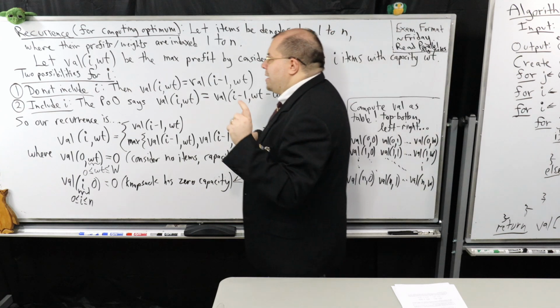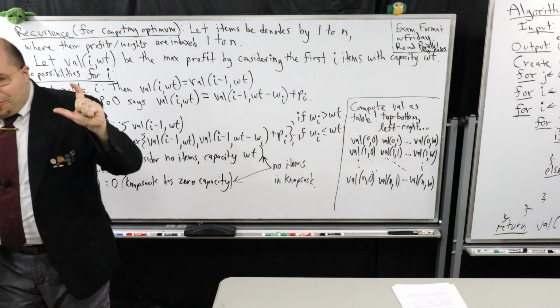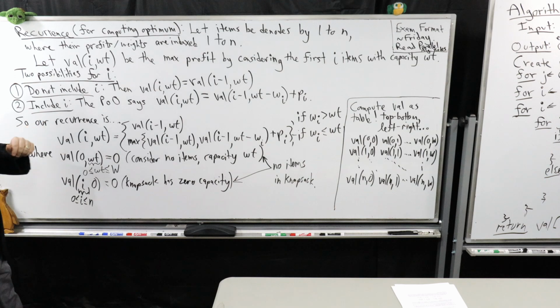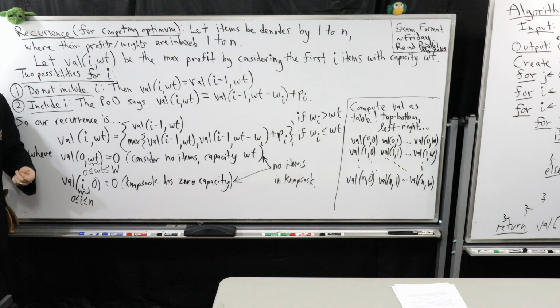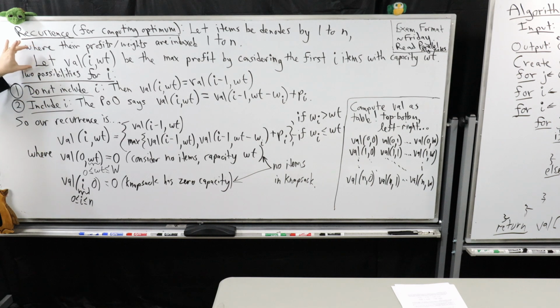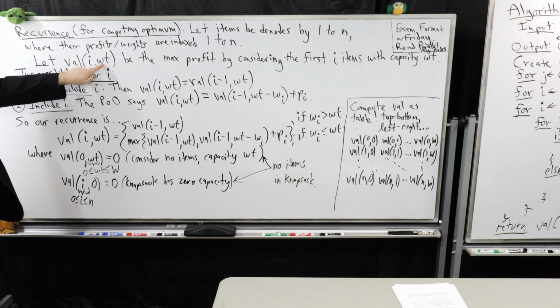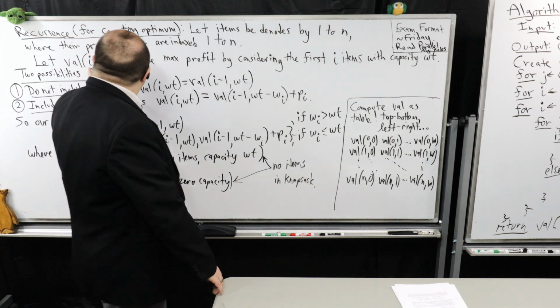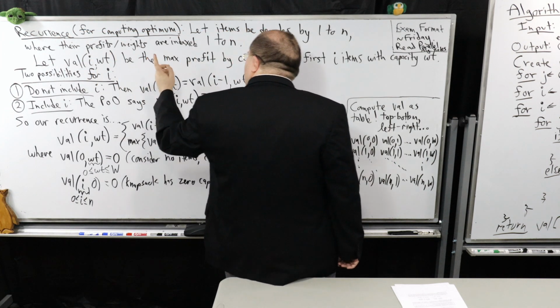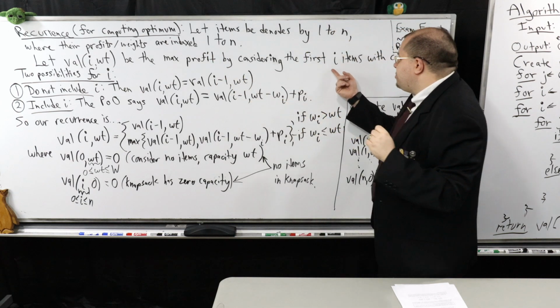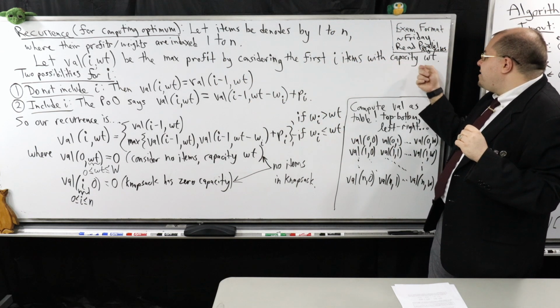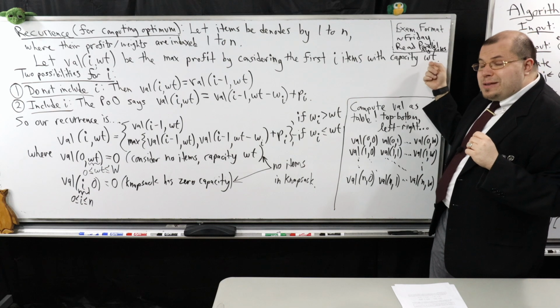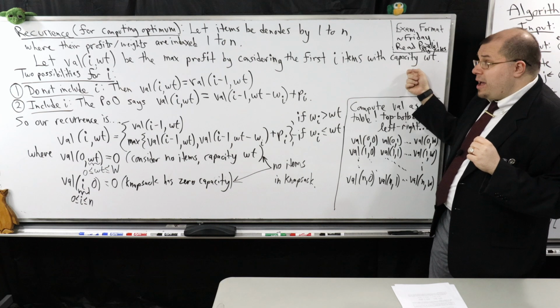So here's how I'm going to formulate this. And I want to convince you that the principle of optimality is what actually gave me how I did this. I'm going to let val(i, wt), where wt is just a name for a variable, it's not a product, be the max profit by considering the first i items with capacity wt. When I mean capacity, I'm talking about the knapsack capacity.